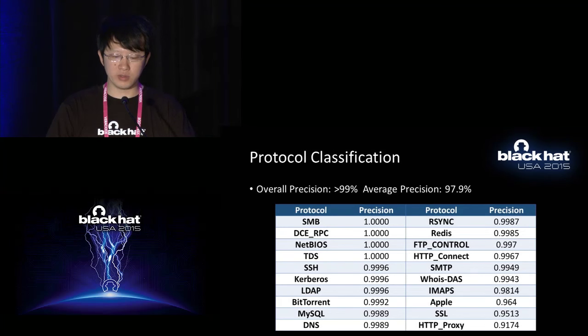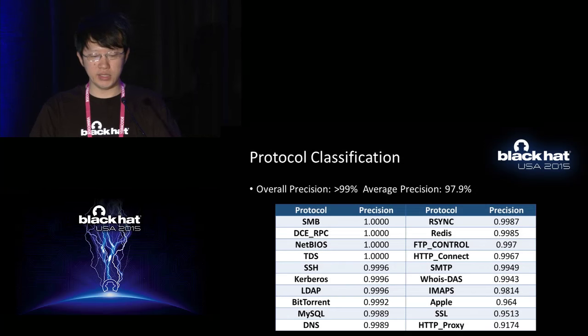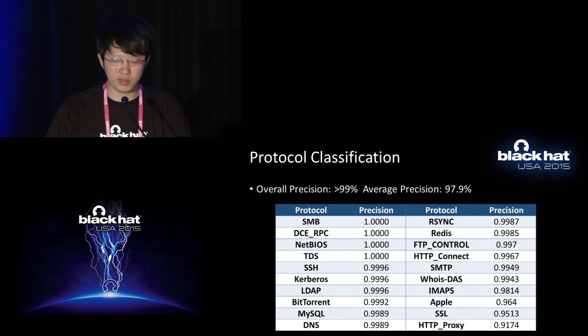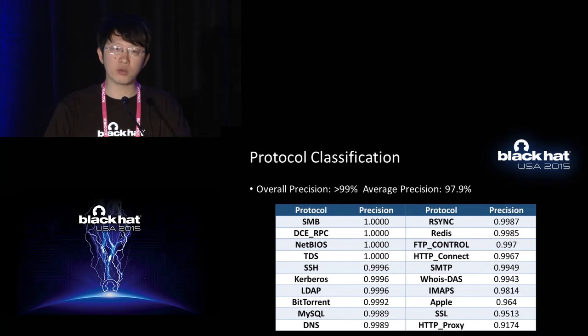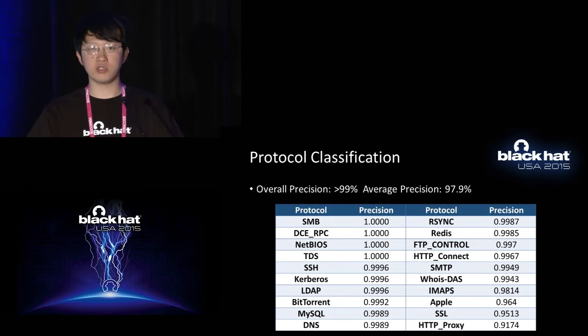There are four protocols at the top: SMB, DCE RPC, NetVoice, and TDS, which have a precision of 100%. If we don't care about the ratio of every protocol, the overall precision exceeds 99%. In this metric, our method is as good as the ways of POTS, signatures, and machine learning on popular protocols.